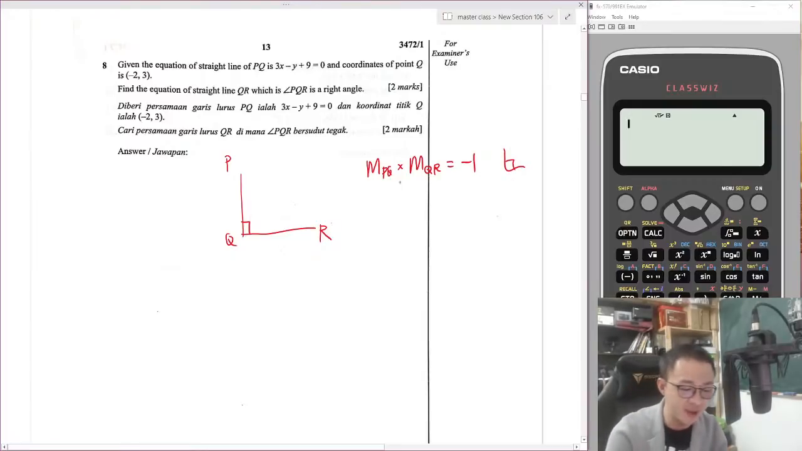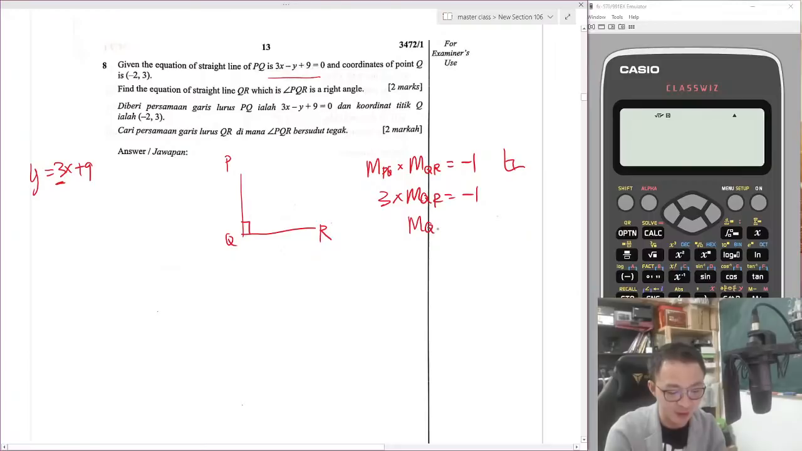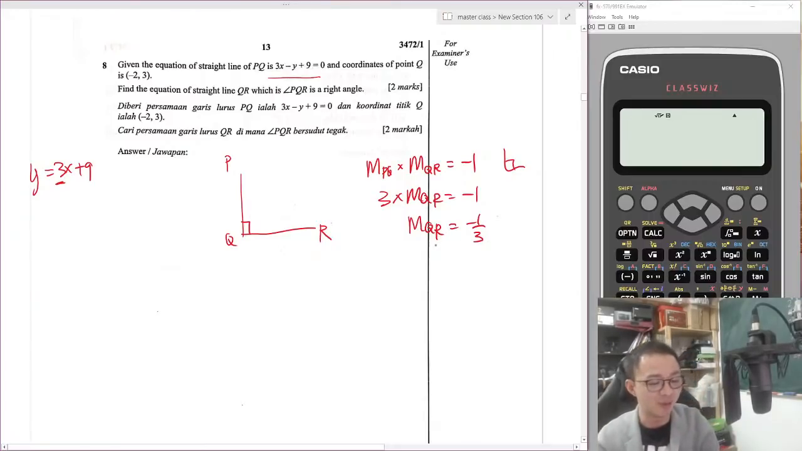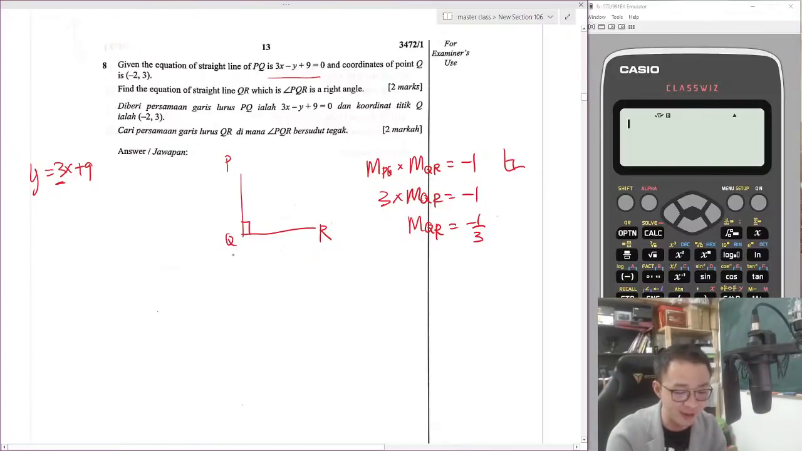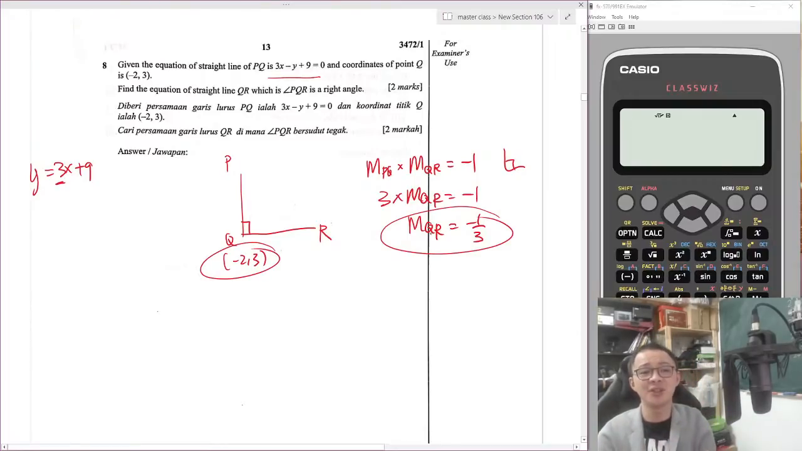So gradient of PQ, we can easily get it, right? So y equals 3x plus 9, so the gradient will be 3. So 3 multiplied by gradient of QR equals -1, so gradient of QR will be -1 over 3. Then I have the gradient of QR, because the question asked me to find the equation of QR and gave me the coordinate Q. So I can use the coordinate Q and gradient of QR to form my equation.